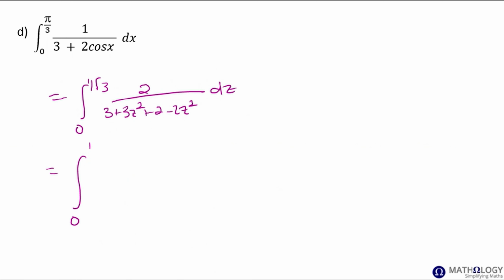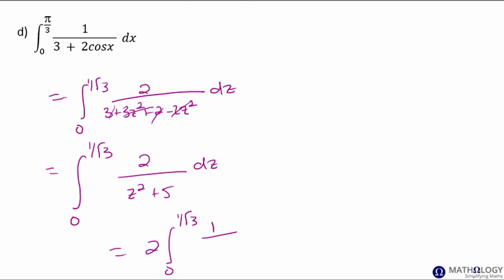The integral from 0 to 1 over root 3 of 2 over z squared plus 5 dz. I'm going to pull the 2 out of the integration. That's 1 over z squared plus 5 dz.